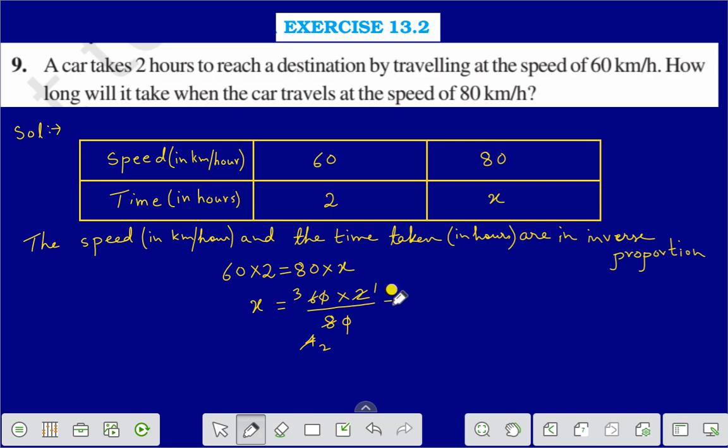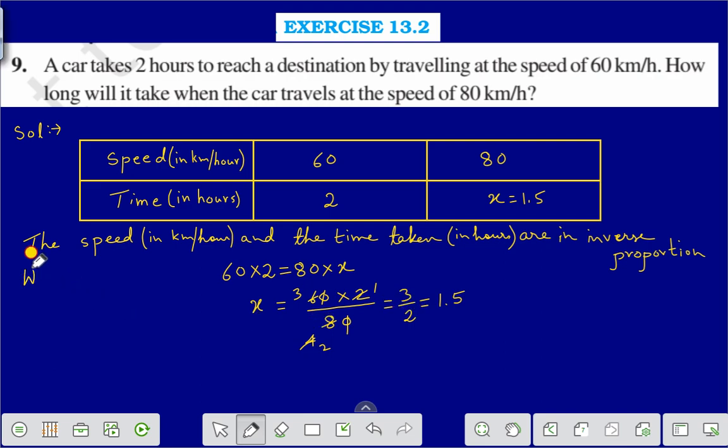That is equal to 3.2, that is equal to 1.5. The value of x is equal to 1.5 hours. How long will it take when the car travels at the speed of 80 km per hour?